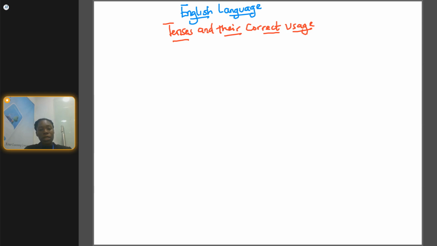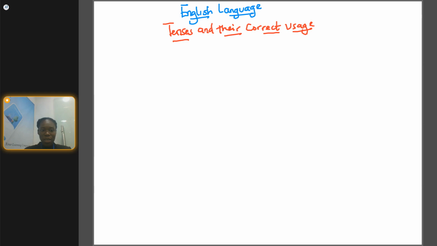I'm sure that we are familiar with what tenses are from our primary school days. We already know what present tense is, we know what past tense is, we know what future tense is. Now we're going to go a bit deeper into these tenses. That's why we say tenses and their correct usage. So in this class, we are going to be looking at present tenses, past tenses, and future tenses.